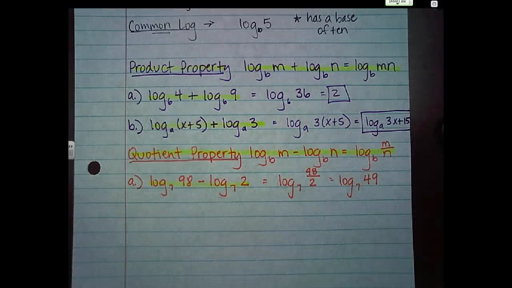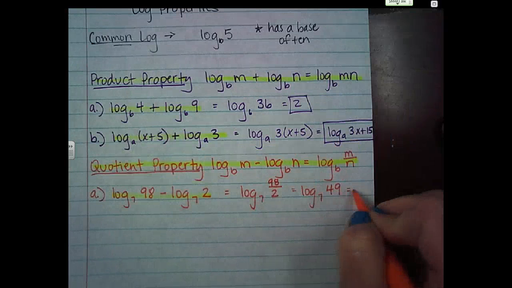Does that have an answer? Can you find a log here? What exponent gets me from 7 to 49? 2. So the answer is 2.